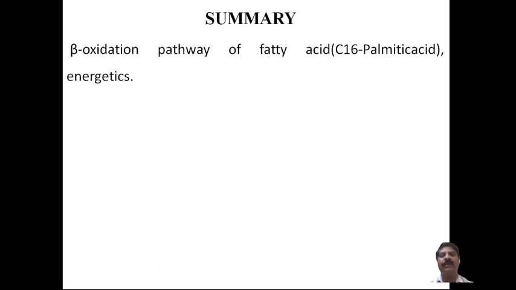So far in this session I discussed beta oxidation of fatty acids, taking palmitic acid as an example, and how much ATP is liberated as energy molecules in this process. I have discussed it in detail in this session. I hope you understood. Thank you.